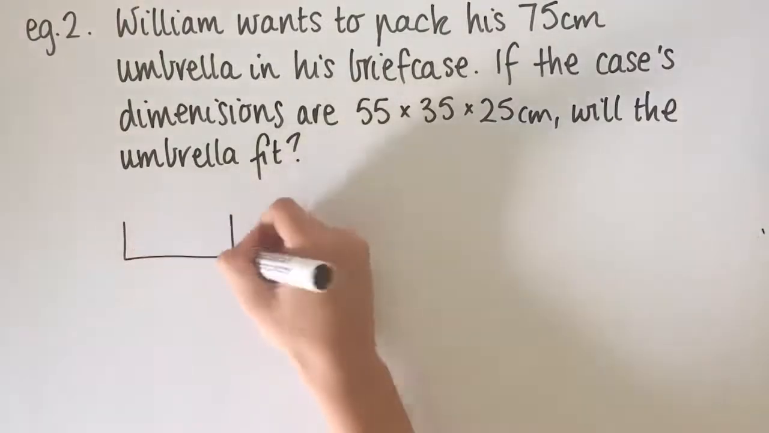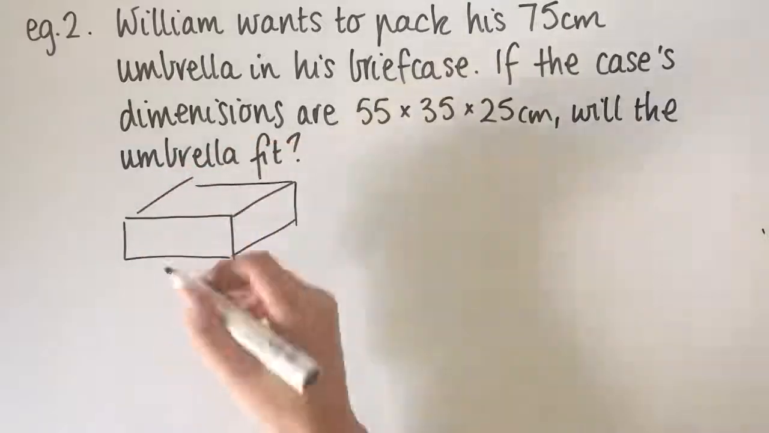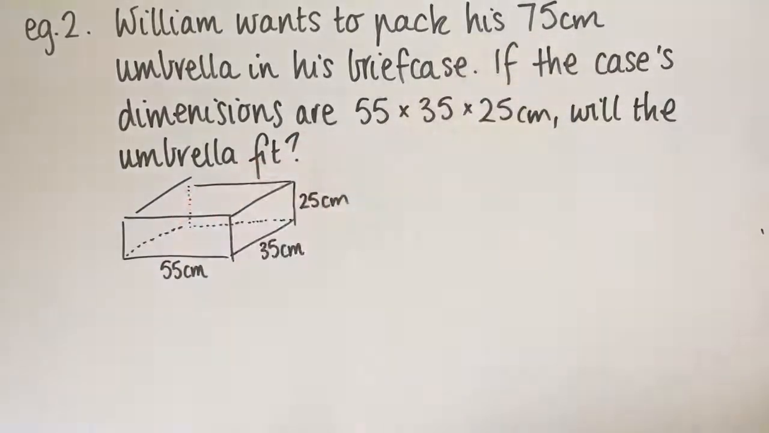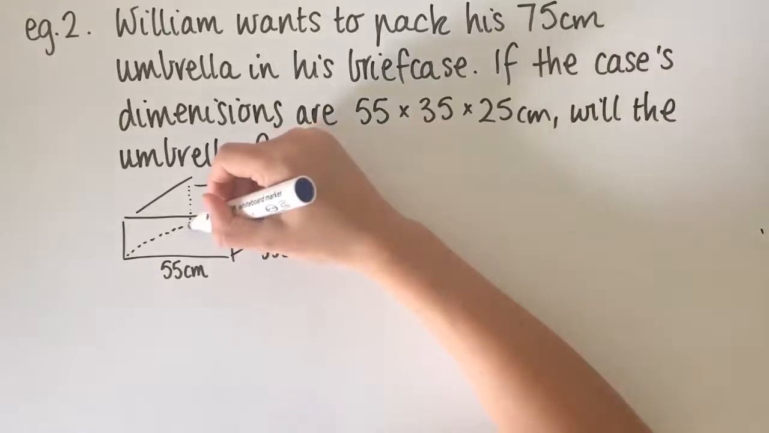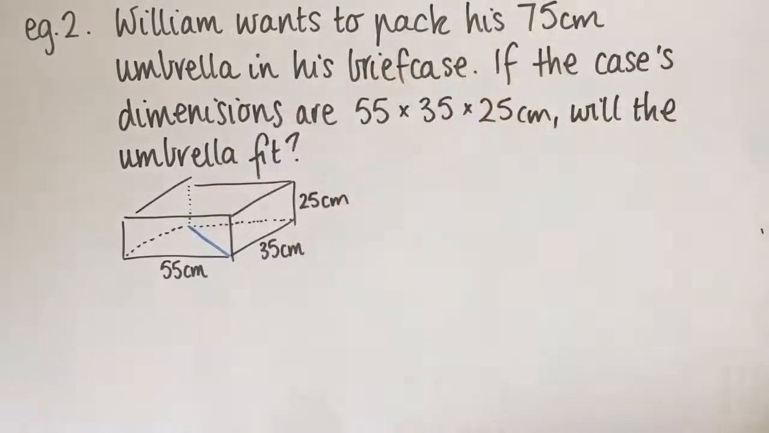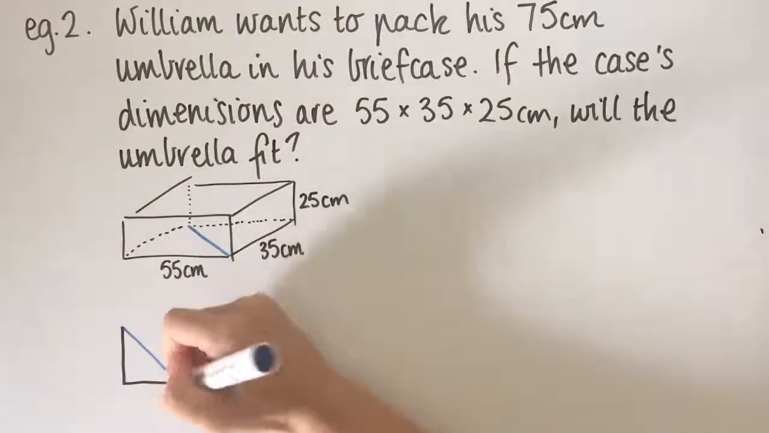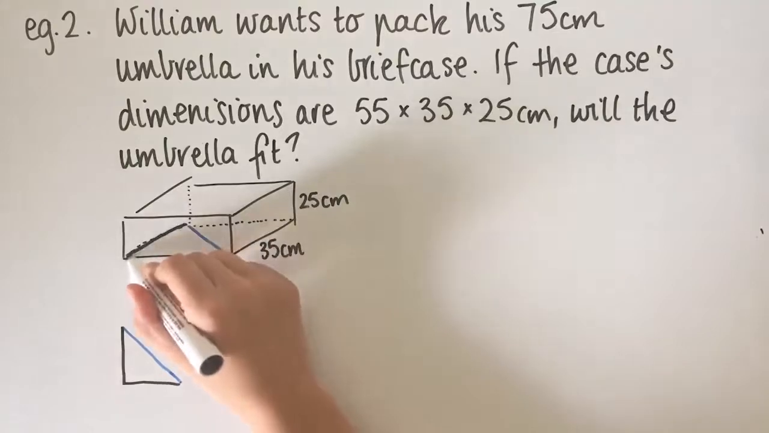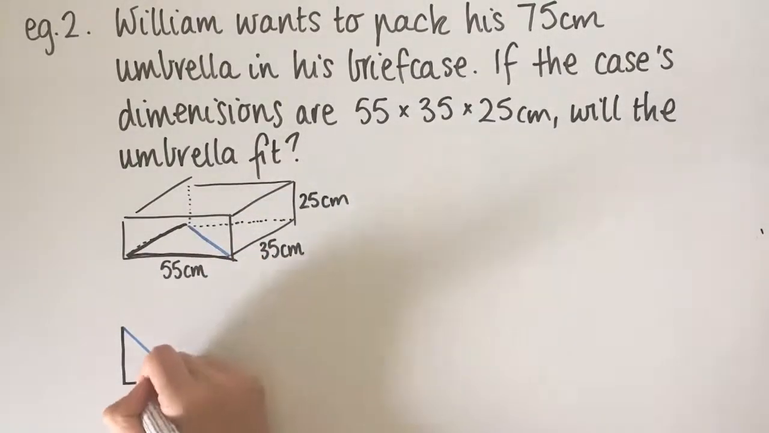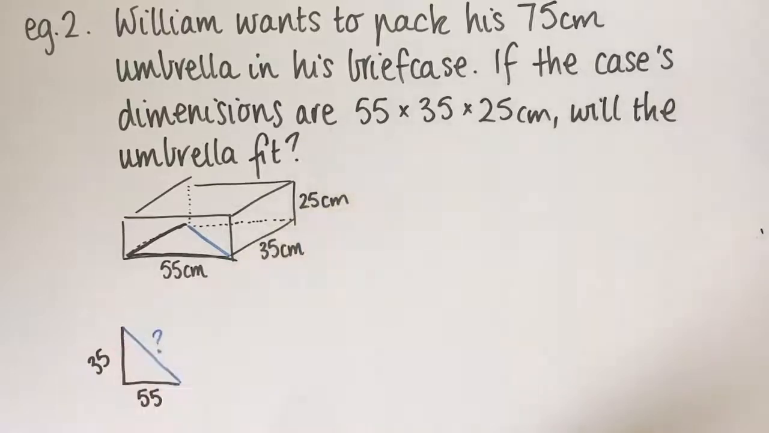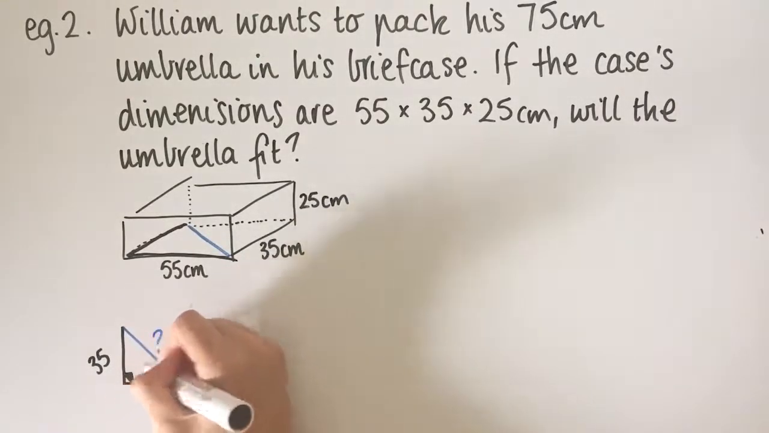So I'm going to draw a picture of William's briefcase. The first measurement I'm going to try and work out is whether it'll fit across the base of the briefcase. In order to do that, I've got a blue side of a triangle, and then I've got two black sides of my triangle, and that represents these sides here. So this is 55 and this is 35, and what I'm trying to find is this blue one here. According to my right angle, this is my hypotenuse.